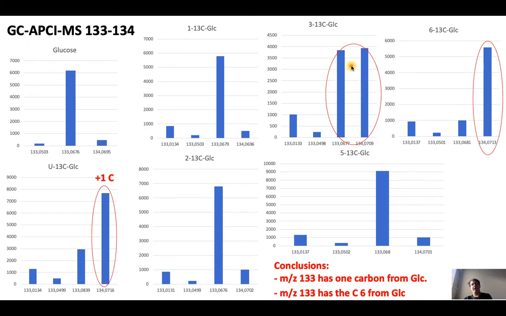The 3, again, as I told you, is quite problematic, because you can see here it's not clear, the increase is not only in the 134. For all the fragments that we are analyzing, this happens when we are analyzing the positionally labeled carbon 3. But you can see here that increase in the carbon 6, so this fragment probably has the carbon 6 of glucose.